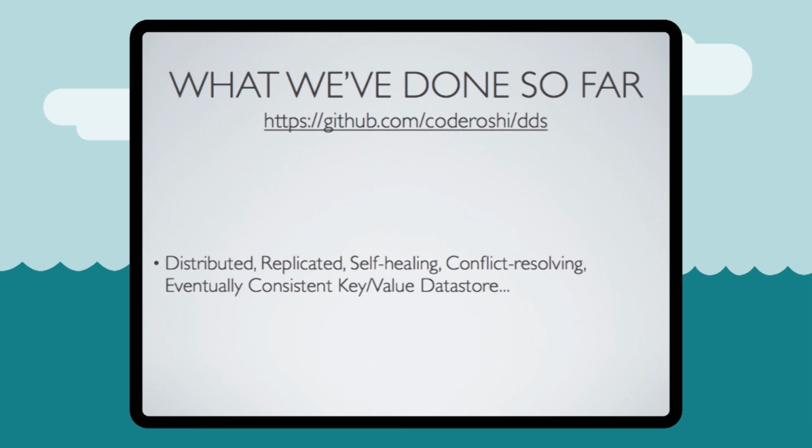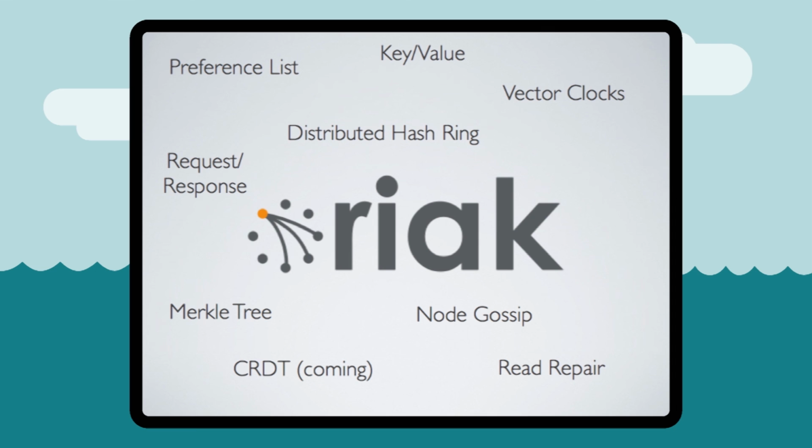So this is what we've done: a distributed, replicated, self-healing, conflict-resolving, eventually consistent key-value database with MapReduce in about 250 lines of code, which is effectively what Riak does, but it's considerably more lines of code, but it's Erlang, and we won't hold it against them for being implemented in that way.